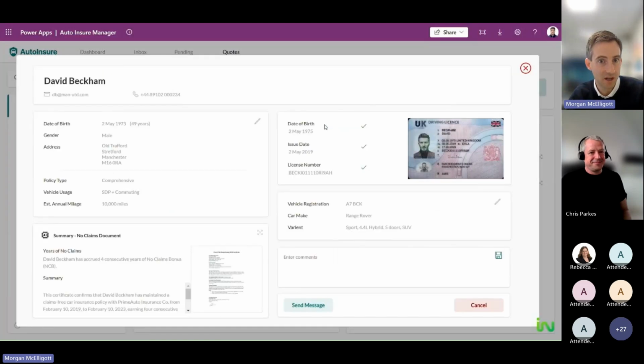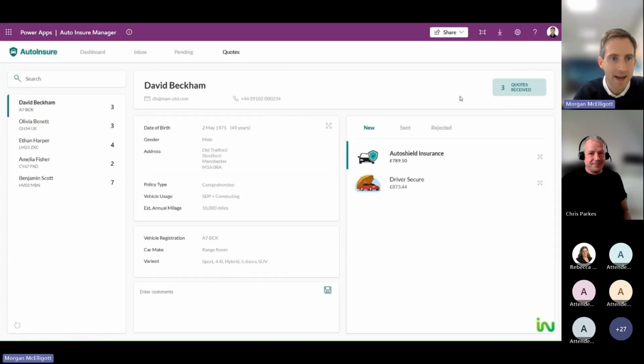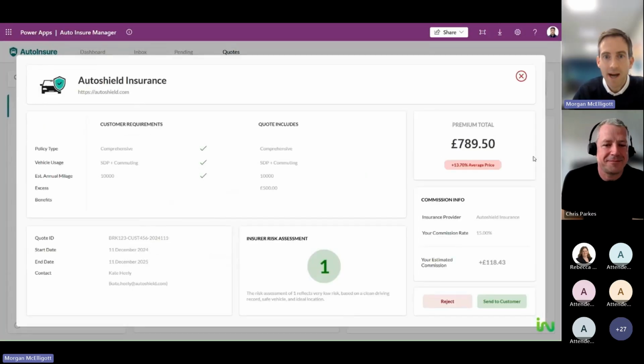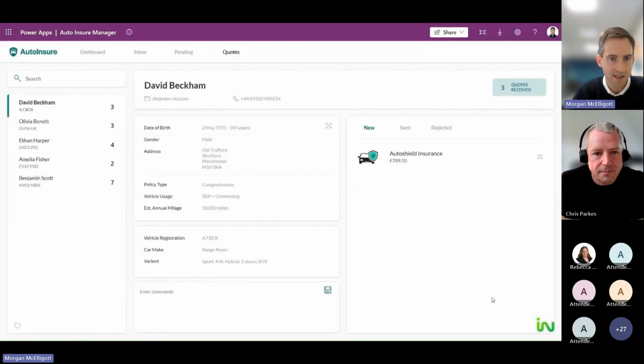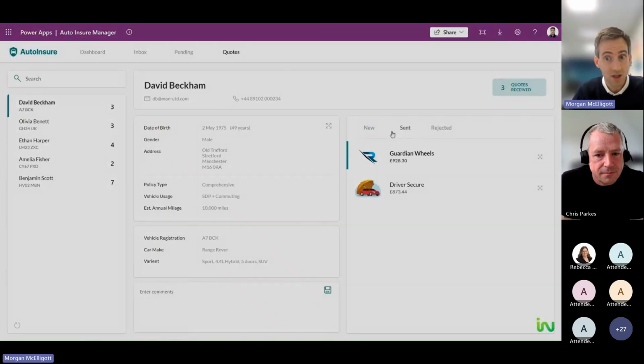So we've now moved ahead to the quotes section of the application, and we can see here David Beckham. He has received two car insurance quotes. We can click into each of the quotes to see what pricing has been received in terms of premium, how that compares to an average. We can also put in other metrics here around insurer risk assessment, and we can put in various elements like commission, all fully customizable. If we're happy with that, we can send that to the customer.